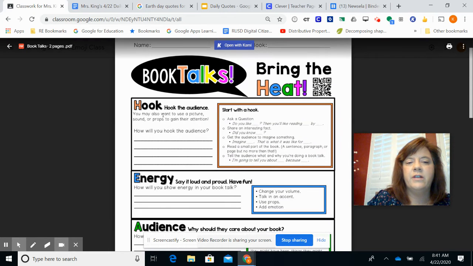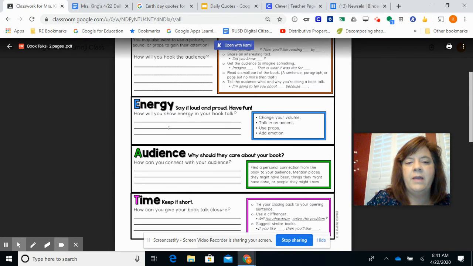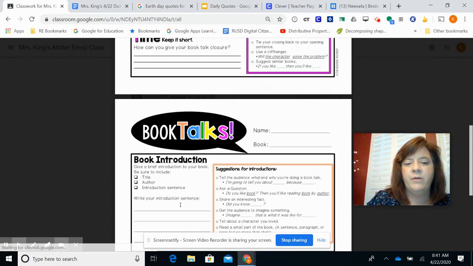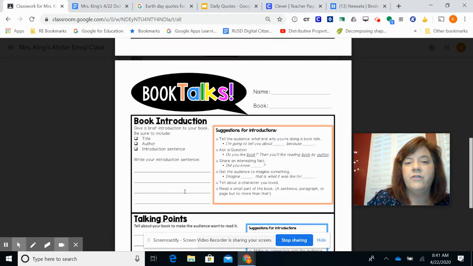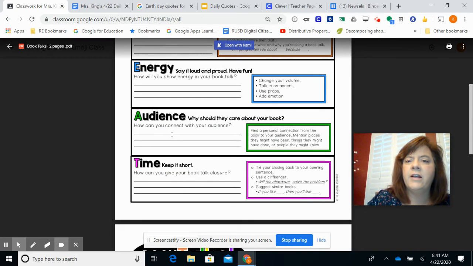So here you're just going to write a sentence on what a hook could be, energy, audience, time. How could you put that in your book talk? And then here, these are specifics about your book that you're going to include in the book talk. So it's like a commercial for the independent reading book that you're reading right now.